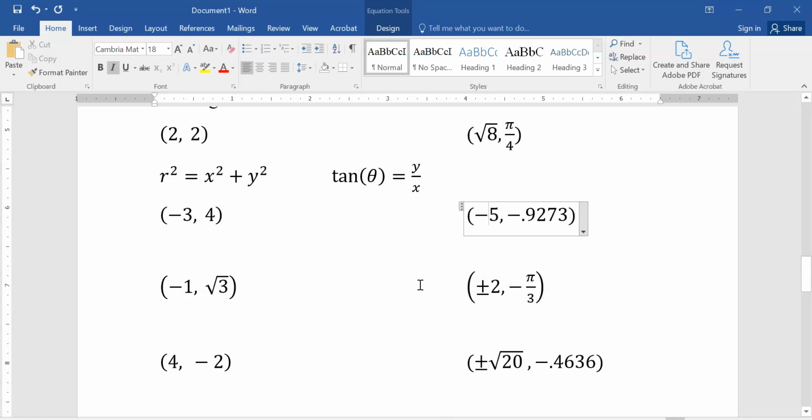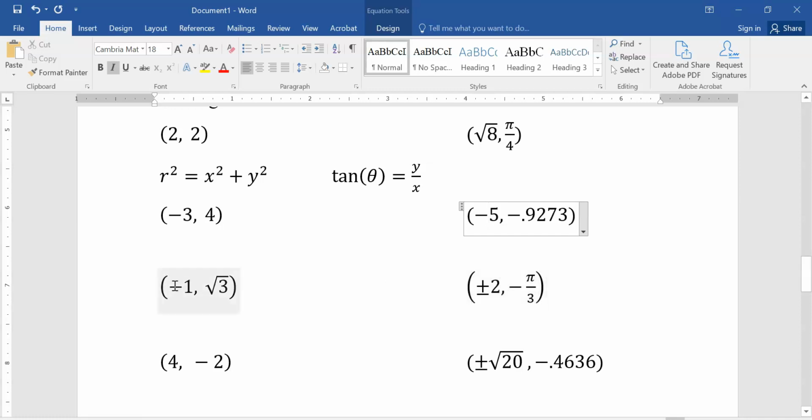Okay? For the same reason, in this next one, we start with negative 1, square root of 3. It turns out if you square this and square that, add them together, you get 4. So r squared is equal to 4. That means your r is going to be a positive or negative 2. And when I plug in tangent theta of root 3 over negative 1, I got a negative pi over 3, which is negative 1.047, and so on.